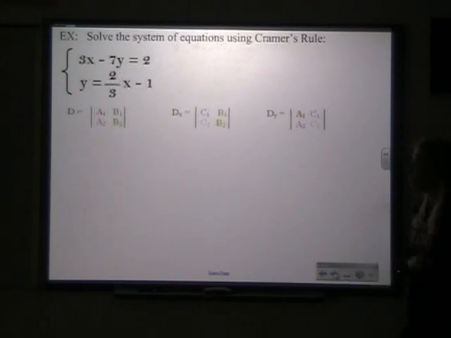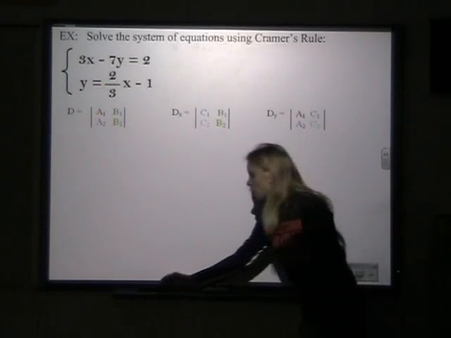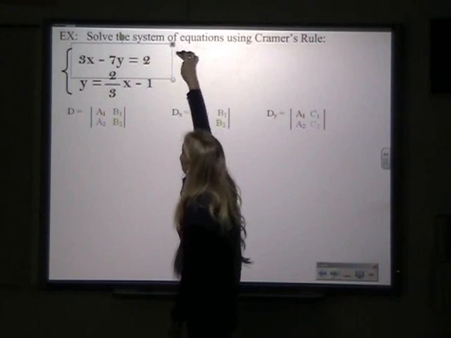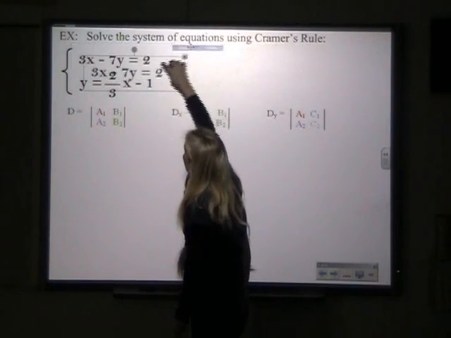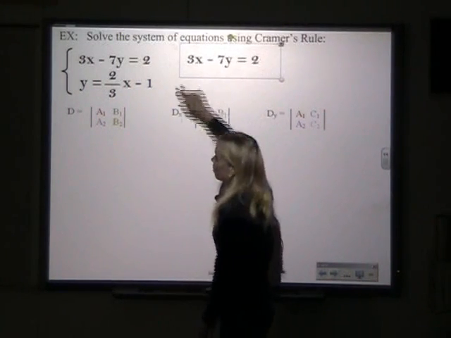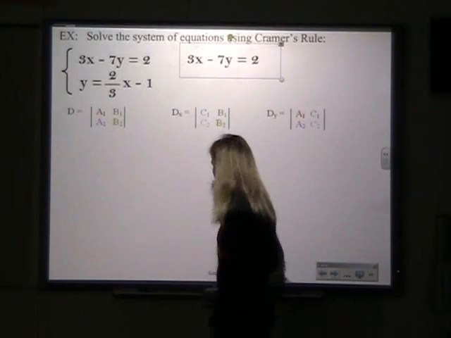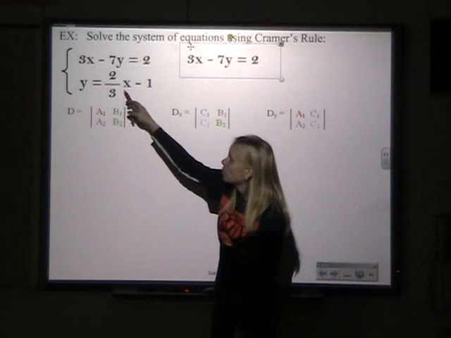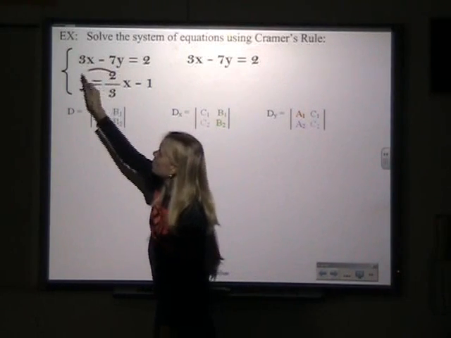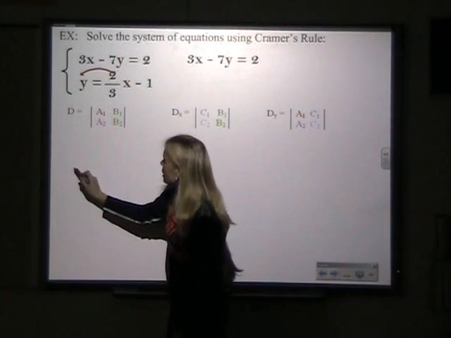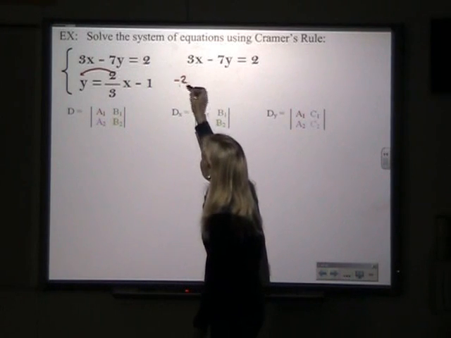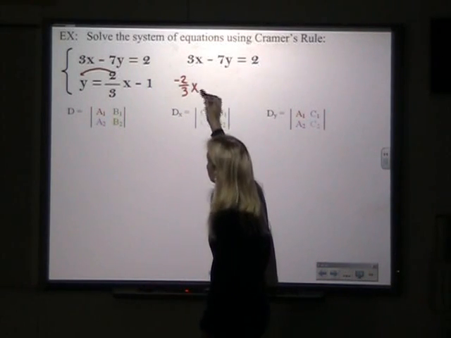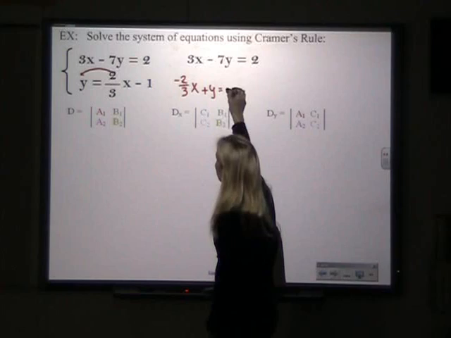One more for extra practice, just to make sure. What do I have to do first in this one? This top equation's okay. I don't have to do anything to that equation. It's already in standard form, but this bottom one is not. So let's review that process of putting that in standard form. To put that in standard form, I'm going to move this to the other side. So it's going to become -2/3 x plus y. And -1.